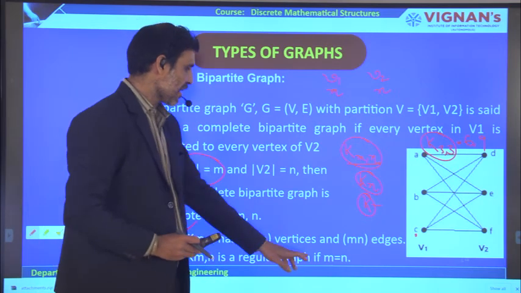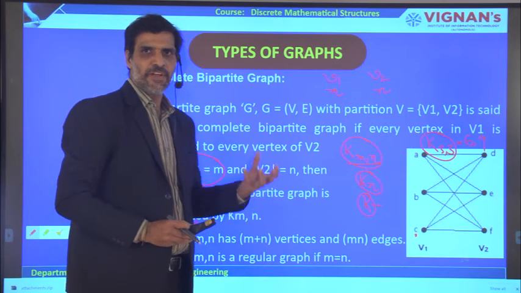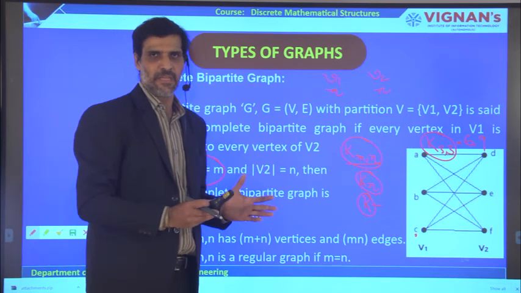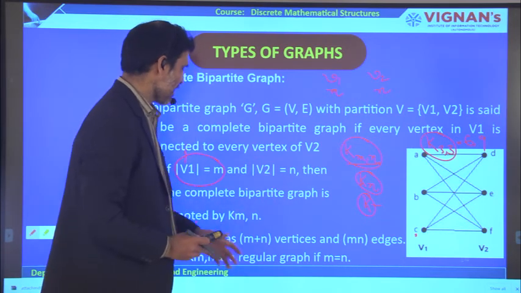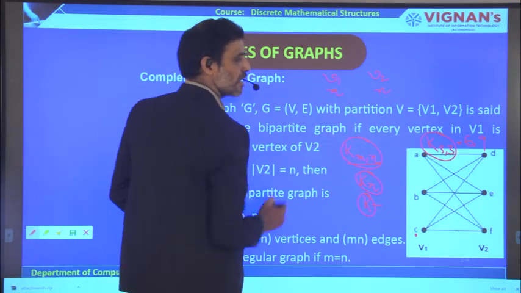K(m,n) is a regular graph if m is equal to n. What do you mean by a regular graph? If every vertex has the same degree, then we can call it a regular graph. That's why K(n,n) is called a regular graph.